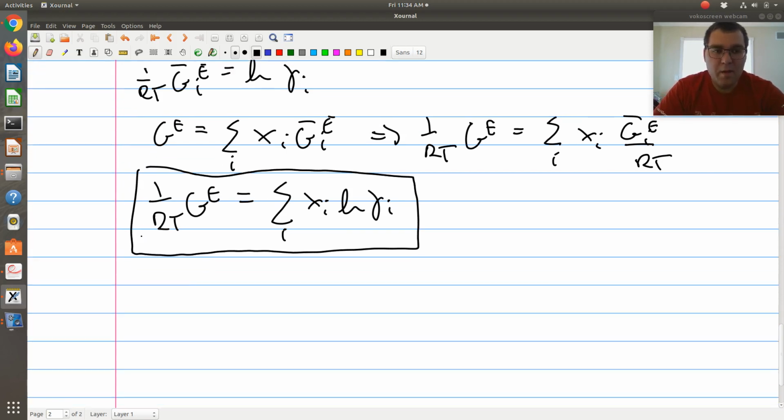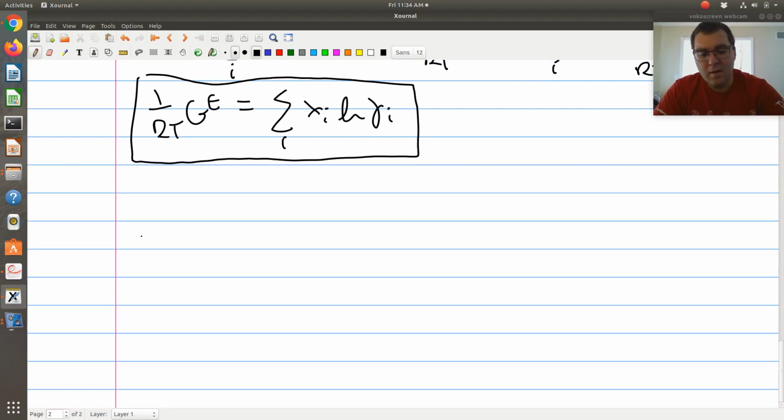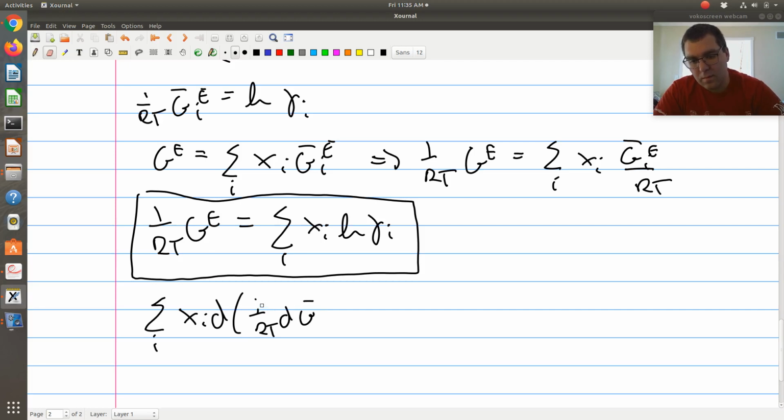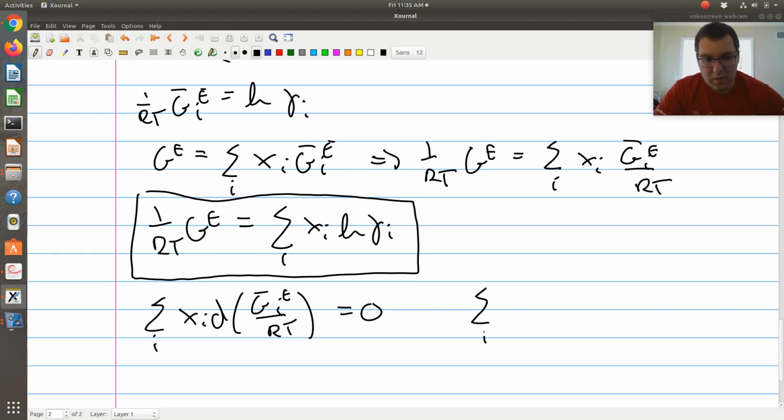A couple other expressions to point out that are going to be useful. Seeing as log gamma i is just related to my partial molar excess Gibbs free energy, when I think about partial molar properties, you might think about the Gibbs-Duhem equation. So the Gibbs-Duhem equation would be applicable here. Remember, that's going to be my zero sum requirement. So it'd be the sum over i of Xi d of G bar i E over RT, where we can bring the RT in here if we want. I know that this has to be equal to 0. Well, I could equivalently substitute my partial molar excess Gibbs free energy with log activity coefficients.